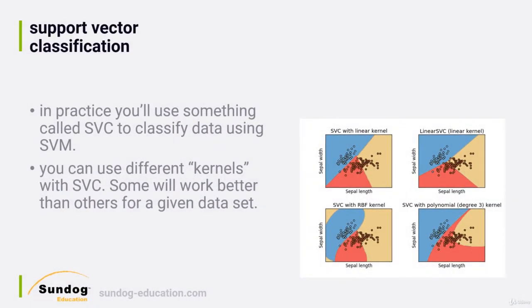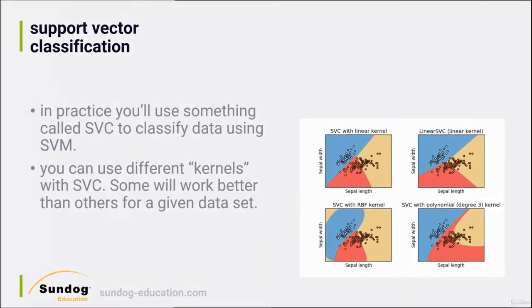Now in practice, we're going to use something called SVC, that's Support Vector Classification, to classify data using the SVM technique, the Support Vector Machine technique. And there are different kernels we can use for our kernel trick with SVC. Some work better than others for a given data set. So for example, there's the linear kernel, which obviously finds linear patterns and separations in your data. There's the polynomial kernel, which can get more curvy because it has polynomials and not just lines. And the RBF kernel, which gets even more curvy to kind of put things in colloquial terms.